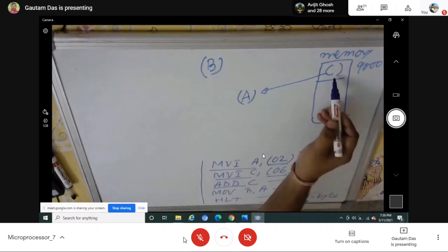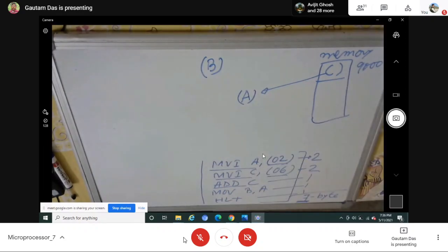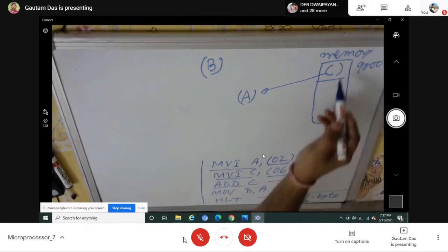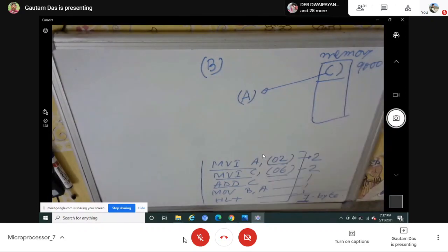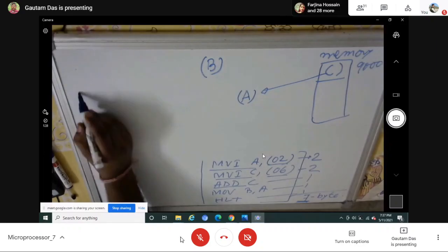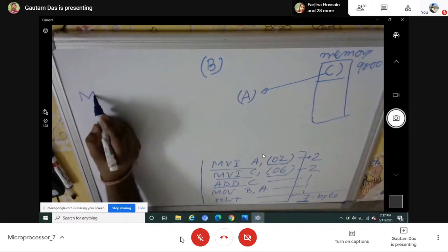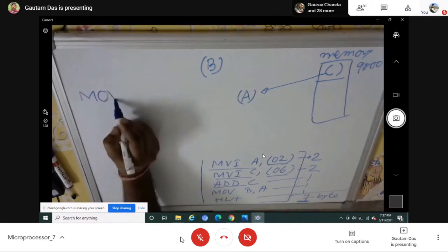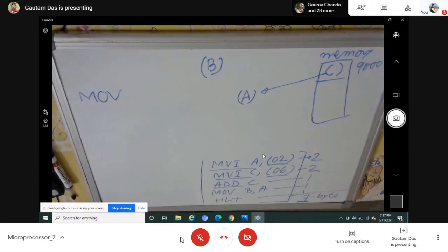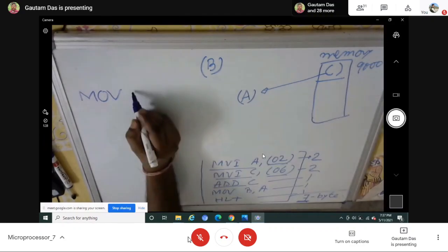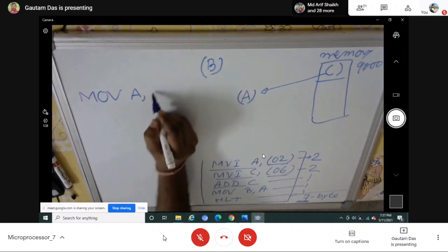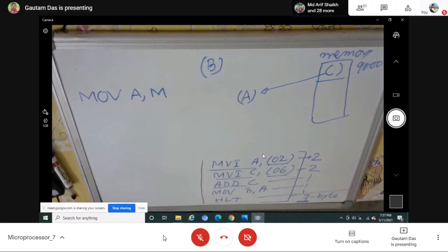So now think, if you think that I will move the memory content into the accumulator to perform addition, tell me what instruction I will use to perform this operation. What instruction is available to do this? It is a move instruction. From where to where? Memory to accumulator. So what will be the operands? Your accumulator is the destination and memory is the source. In that way you think about what instruction is available to do it.